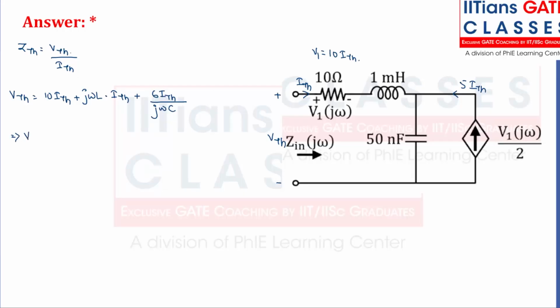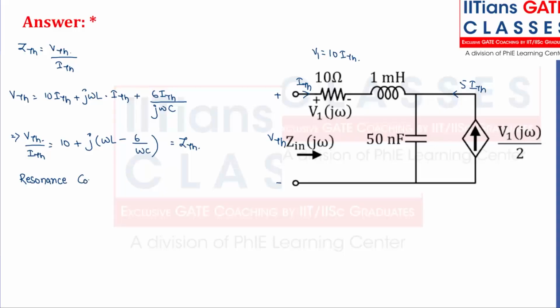So now VTH by ITH is equal to 10 plus, if I take j common, j times omega L minus 6 by omega C. So this is actually my Thevenin equivalent impedance seen from this side.